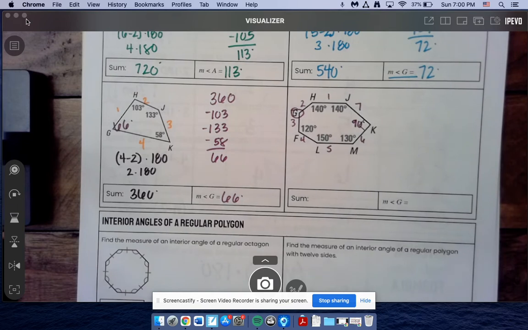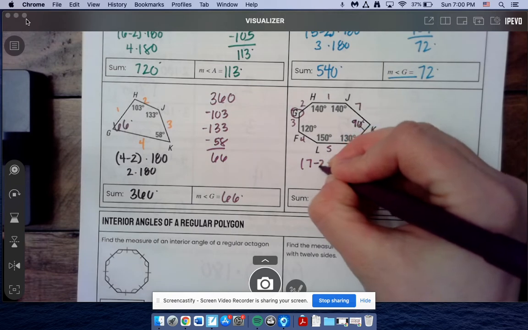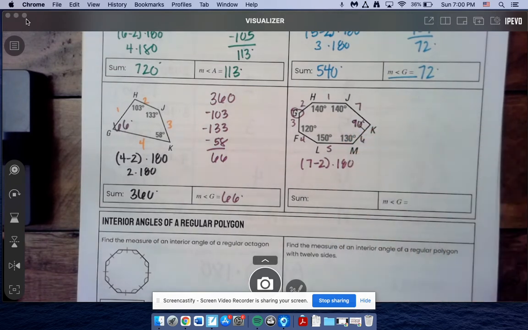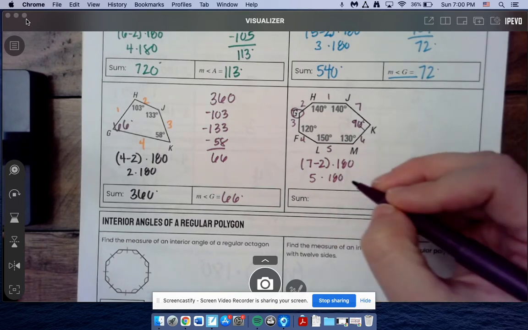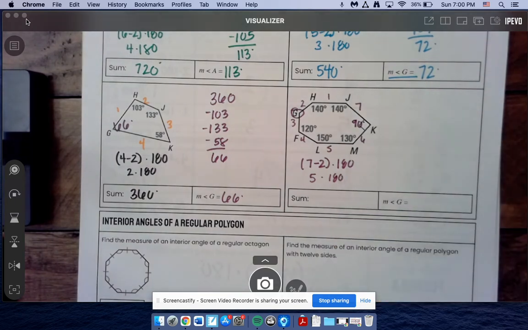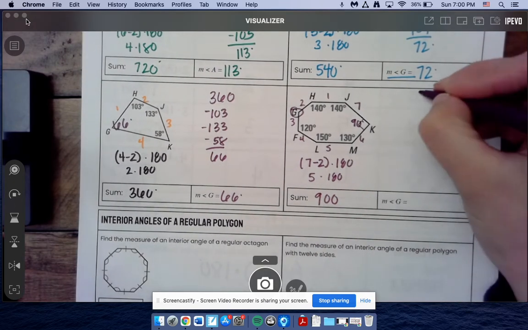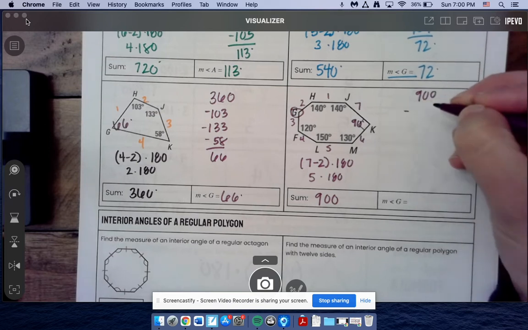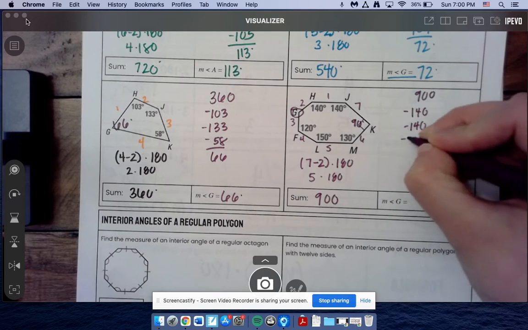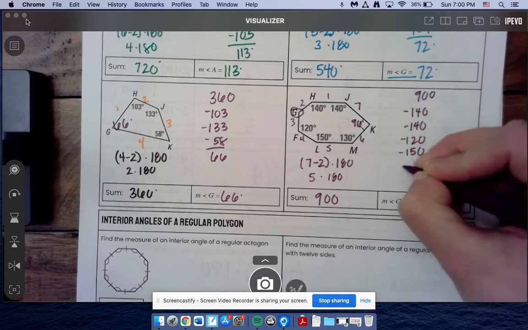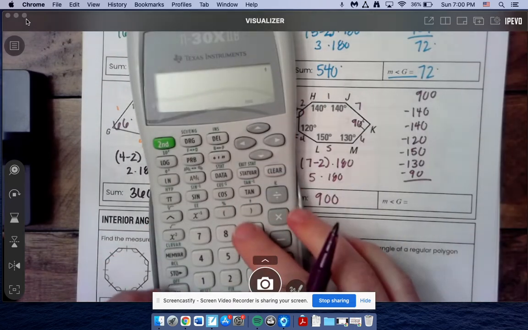Okay, I'm trusting you that you paused it because now I'm going to work through it. So 7 minus 2 times 180 to get the total sum. So 5 times 180, we should get 900. Okay, so now you're going to subtract all 6 of those angles away from 900, you guys. All right, is that what you did? Again, look at all these spots where you can mess up by just typing it in your calculator wrong.